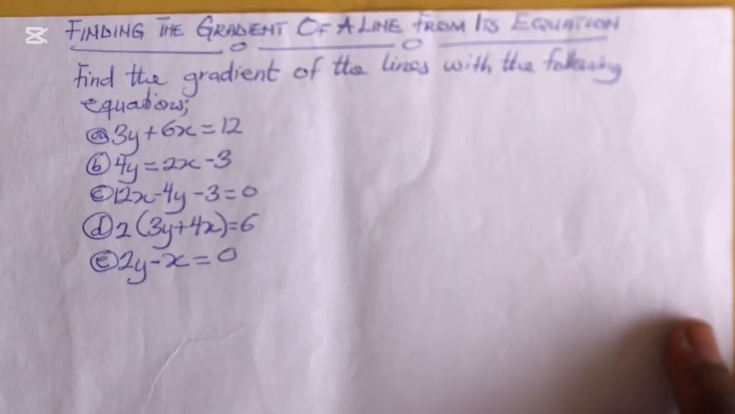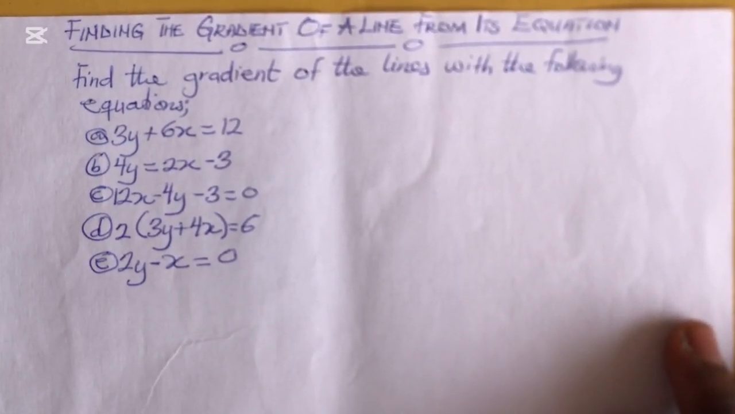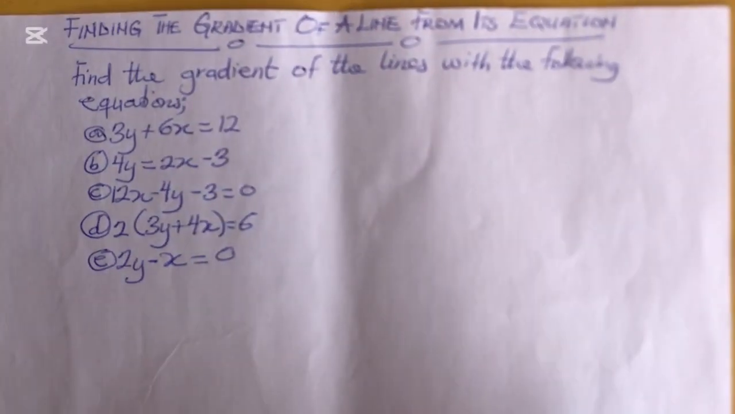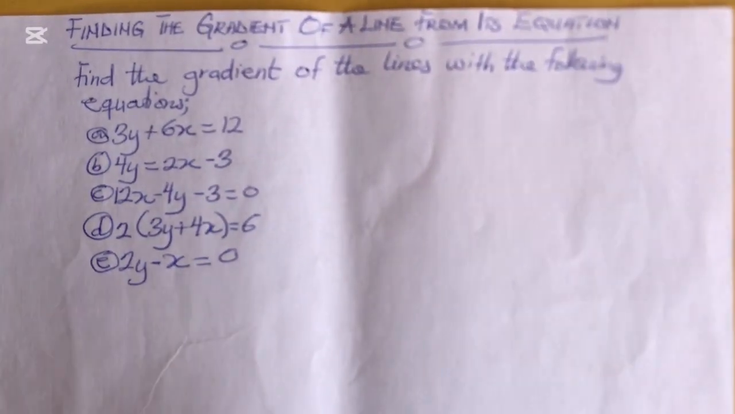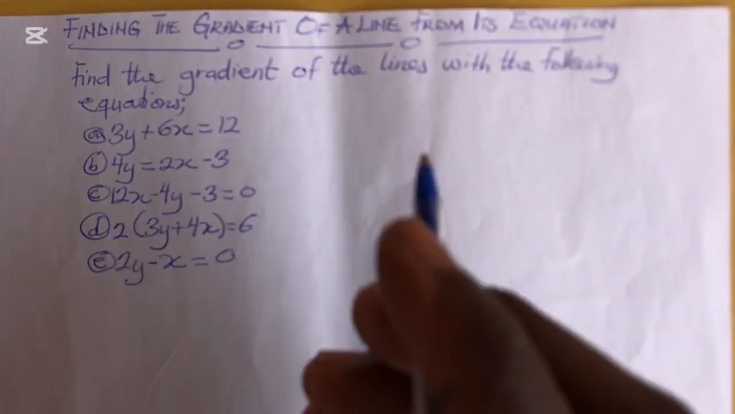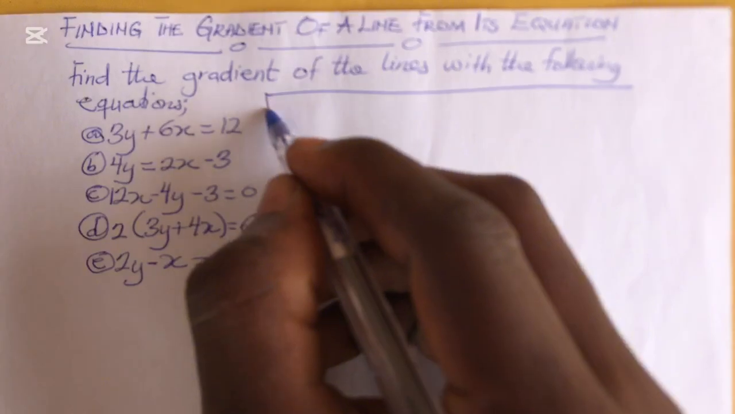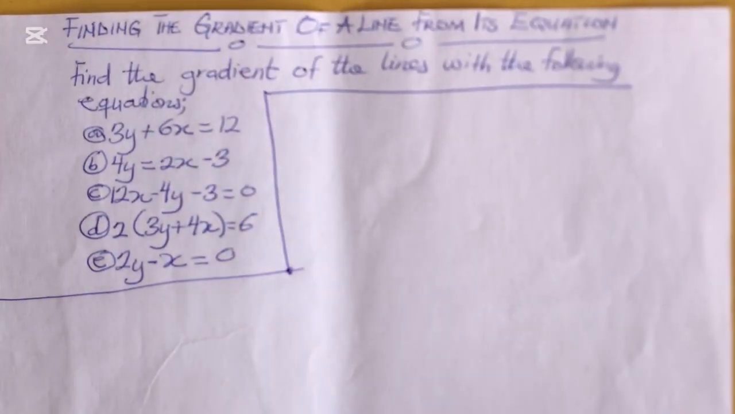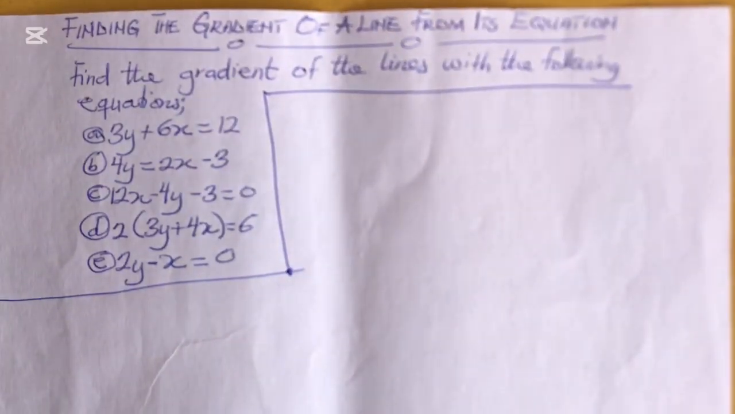Quick. So we are going to learn how to find the gradient of a line from its equation. This time around, we've been given the equation of the line and we are going to find the gradient. Are you okay? Good. Now, I'm not going to waste much of your time because I know you will still want to go back scrolling. So this is what we are going to do. This is what I need you to know.